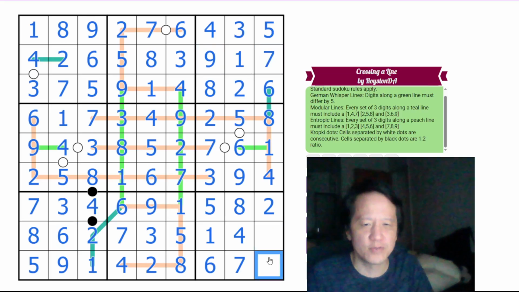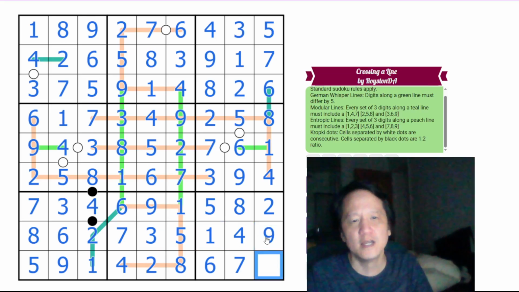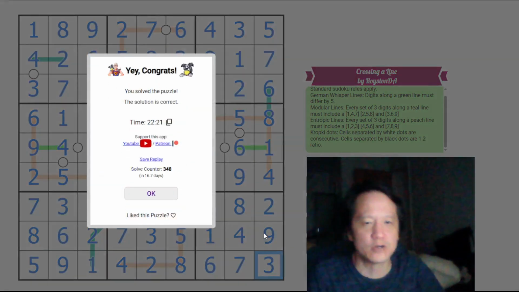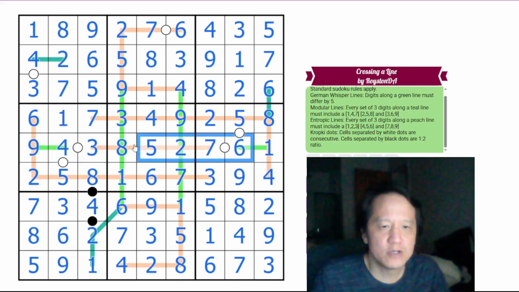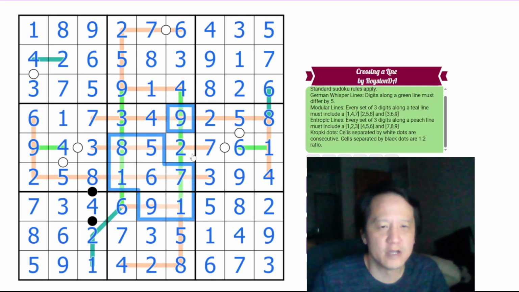And then we have 3 and 9 remaining. This can't be 3 because of the 3 in the row. This is 9. And we celebrate with 3 in the corner. Yeah, it's pretty nice, pretty good use of the entropic lines and the modular lines with the German whisper lines to make an interesting little puzzle here.